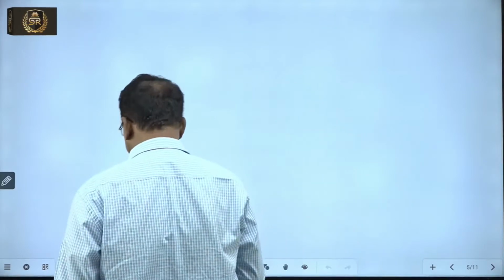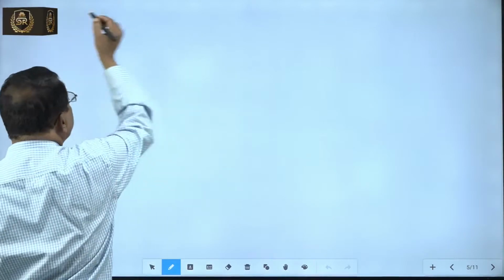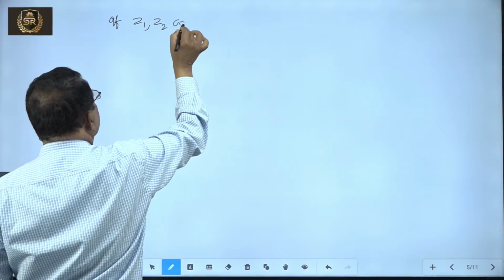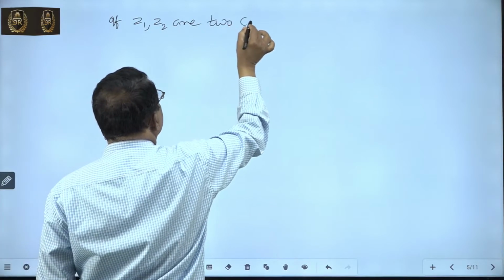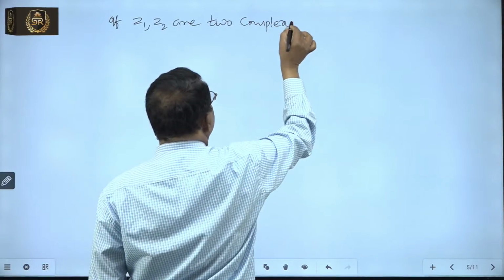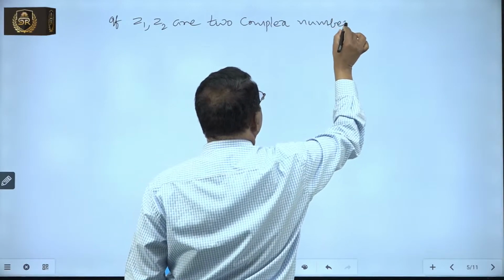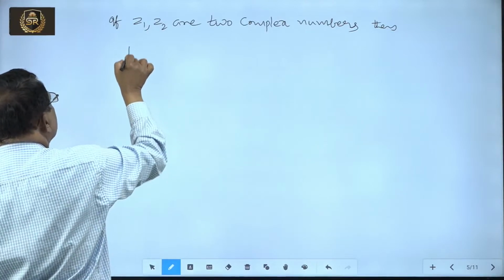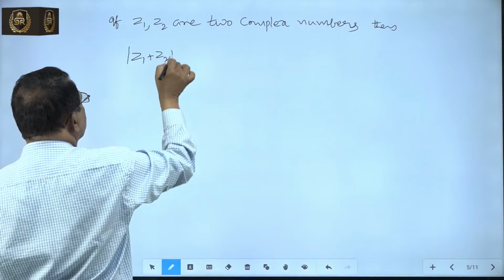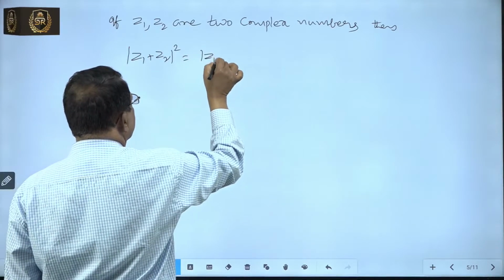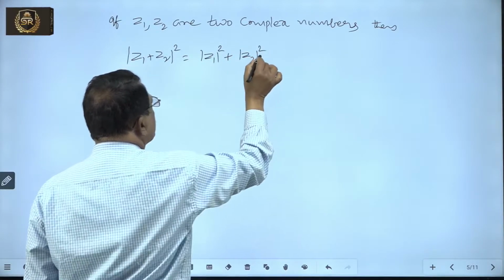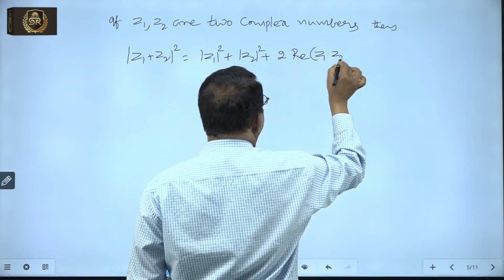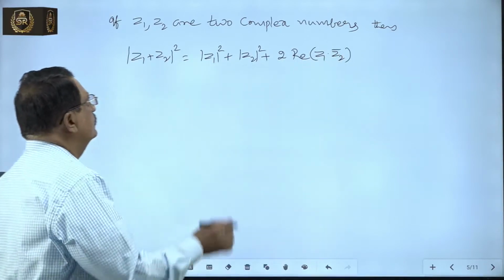Next, if z1, z2 are two complex numbers, then mod of z1 plus z2 whole square equals mod z1 square plus mod z2 square plus 2 into the real part of z1 into z2 bar. Now the proof.